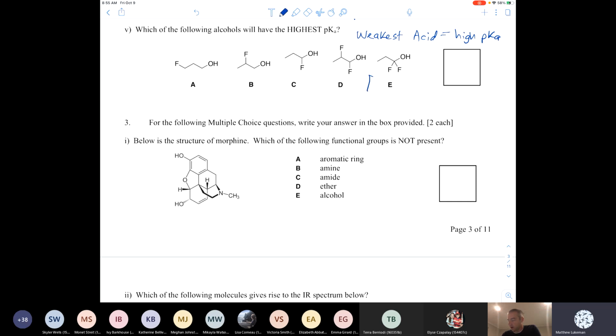The strongest one by far is going to be E, because it has 2 fluorines very close to the OH, followed by then probably D, and then C is the next strongest, B is the next strongest, and A will be the weakest. The trick there maybe is making sure you realize that highest pKa means weakest acid.